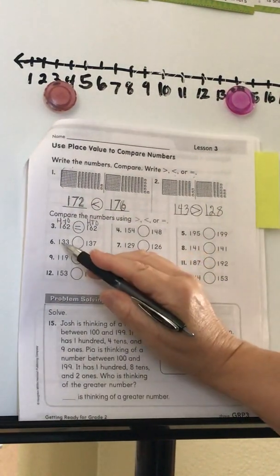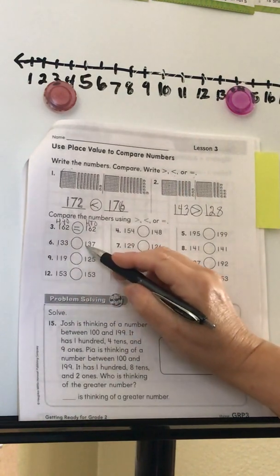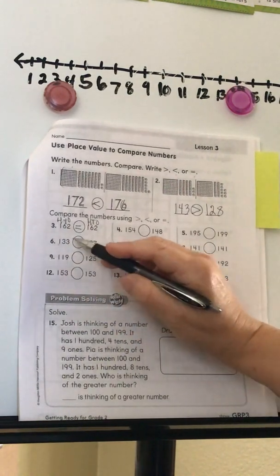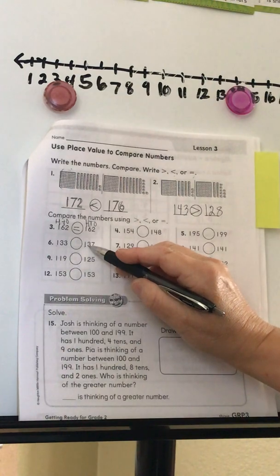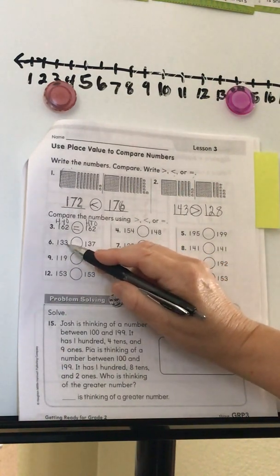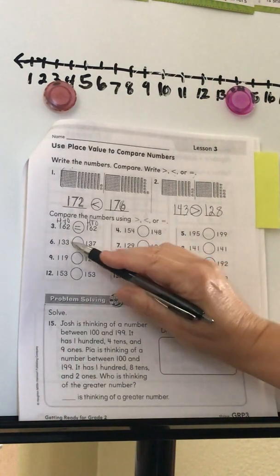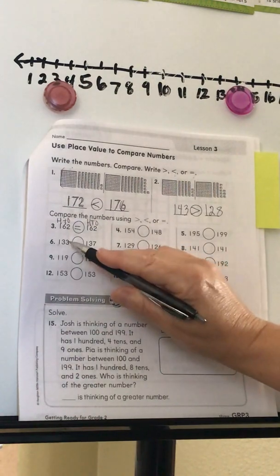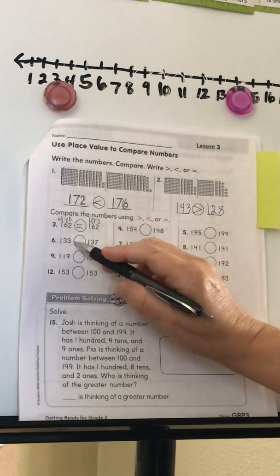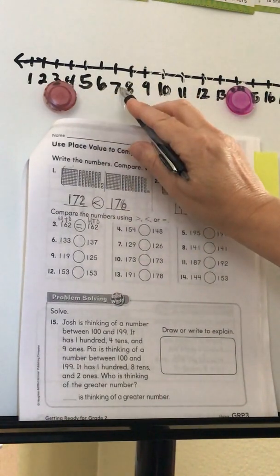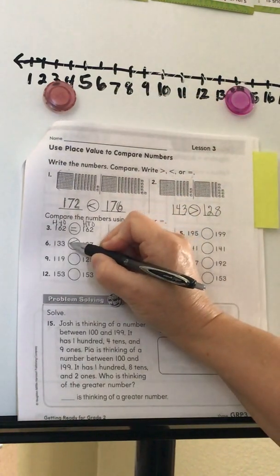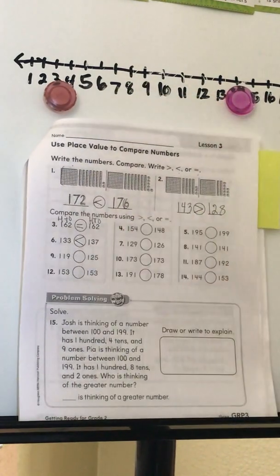Let's look at this one. I have 1 in my hundreds on both numbers, 3 in my tens in both numbers, so I need to look at the ones. 3 and 7. Is 3 greater than 7 or is 3 less than 7? 3 is smaller, 7 is bigger. So I put the little point to the little number.